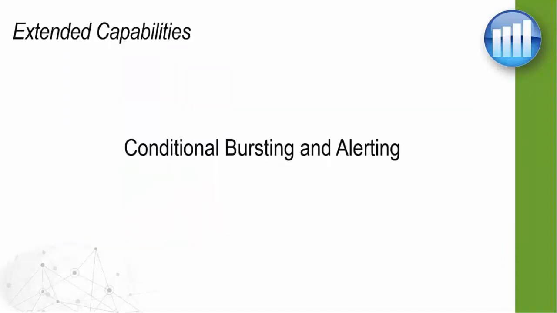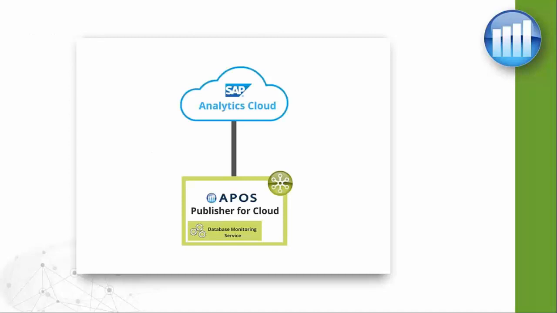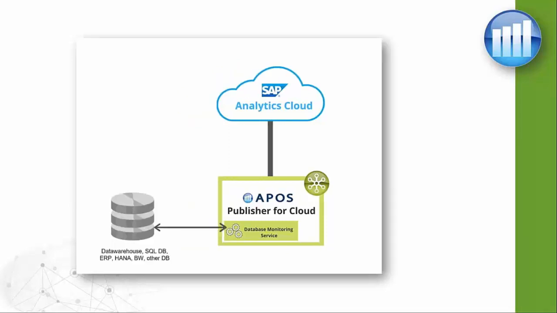Conditional bursting and alerting as well. This is a really nice new feature to the Publisher for Cloud solution. Basically what it means is we can set conditions on the bursting definition so that it doesn't send out on a recurring basis, let's say daily or weekly, but based on a certain condition, only then will it be triggered and be sent out. So how that works is we have a database monitoring service. This database monitoring service can connect to whatever data backends your stories are connected to.